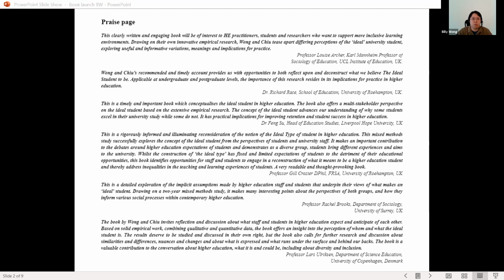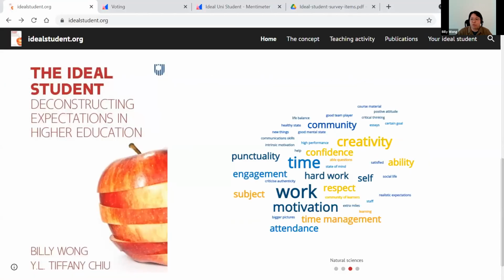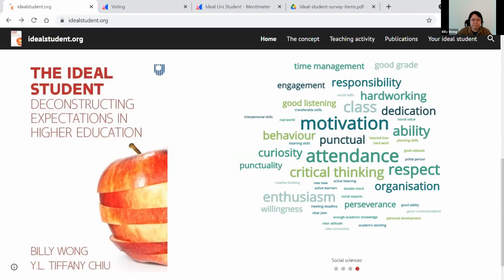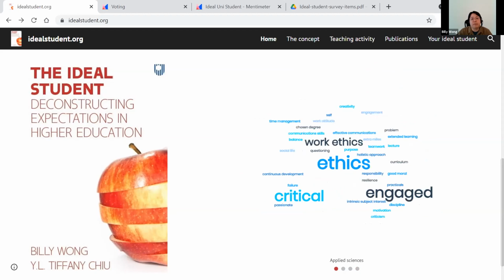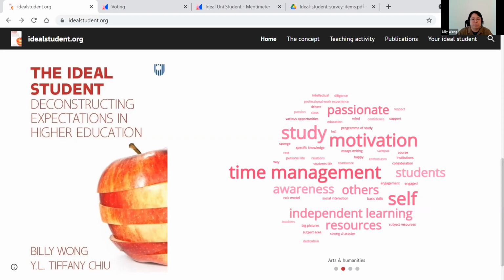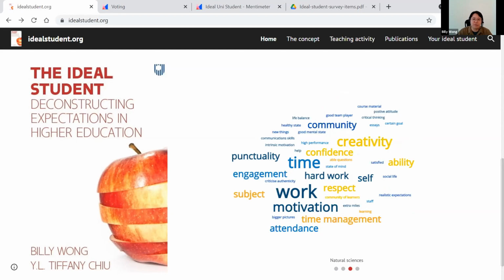I want to start with a story of how this book emerged. I'm assuming you can still see my shared screen. This is our project website. The ideas for the ideal student research emerged through our own experiences of teaching, and Tiffany and I did a lot of teaching with a very diverse range of students.